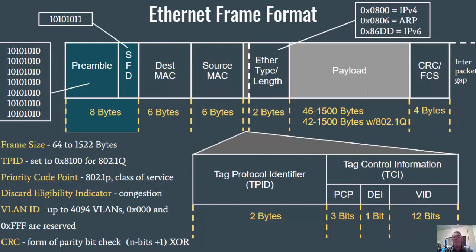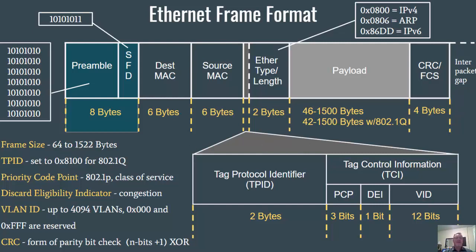Now, what about the payload? The payload is typically 46 to 1500 bytes, or 42 to 1500 bytes if it's got an 802.1q VLAN tag. At the end of the Ethernet frame is the CRC, the cyclic redundancy check, which is a frame check sequence of 4 bytes. This is used for making sure that there's no errors in the frame. And then between frames, you have the inner packet gap.